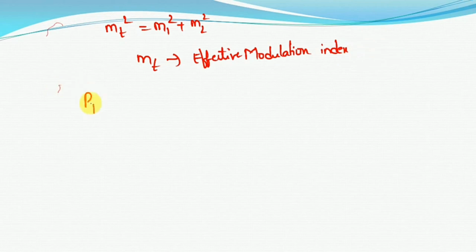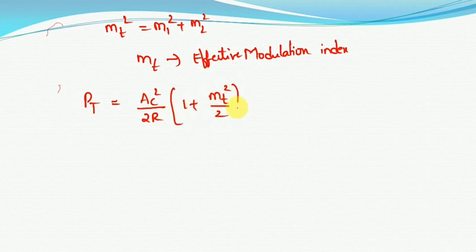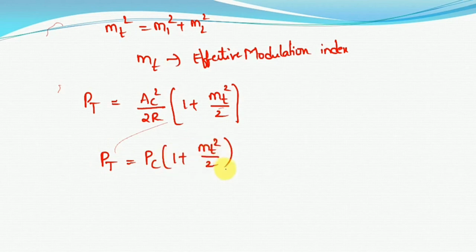If I substitute the value of m1 square plus m2 square as mt square, then I get the total power of the multi-tone AM signal as AC square by 2R into 1 plus mt square by 2. And here AC square by 2R is nothing but the carrier power. So finally PT is equal to PC into 1 plus mt square by 2. We have written the effective modulation index mt for two message signal frequency components.